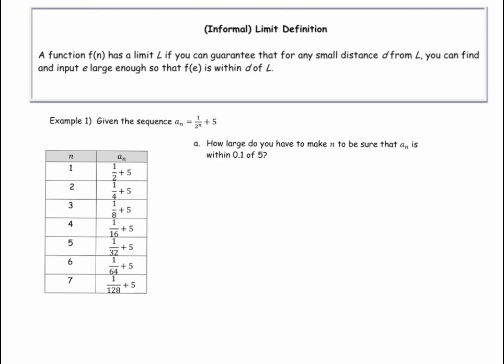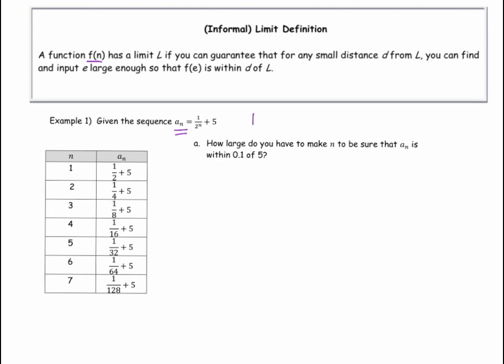The first thing to point out is that even though the definition here has function notation, f of n, I'm doing an example using a sequence. Remember that sequences are functions, so I could just view a sub n as f of n or a of n if I wanted to, so hopefully that doesn't confuse you.